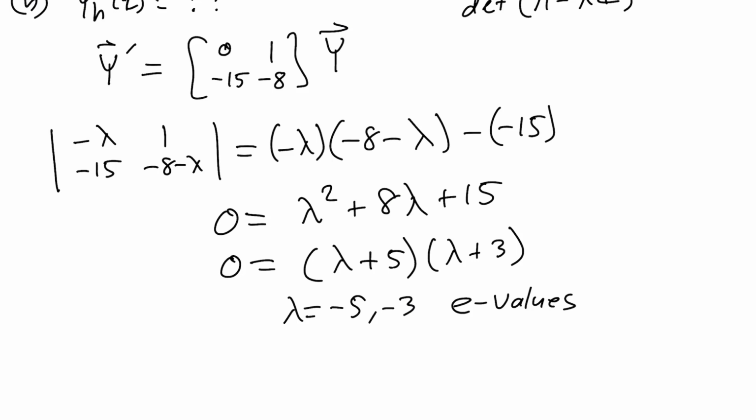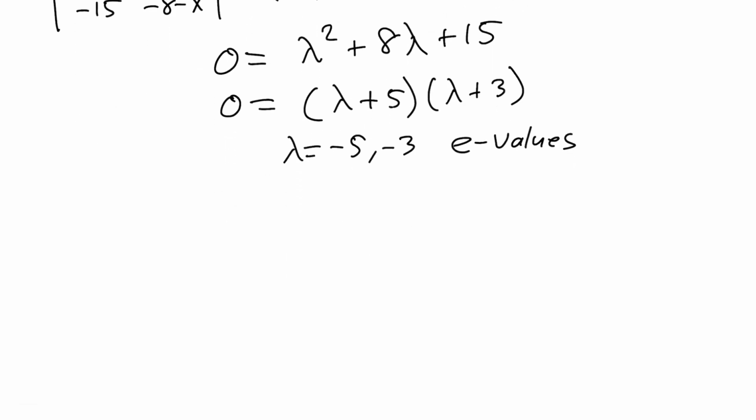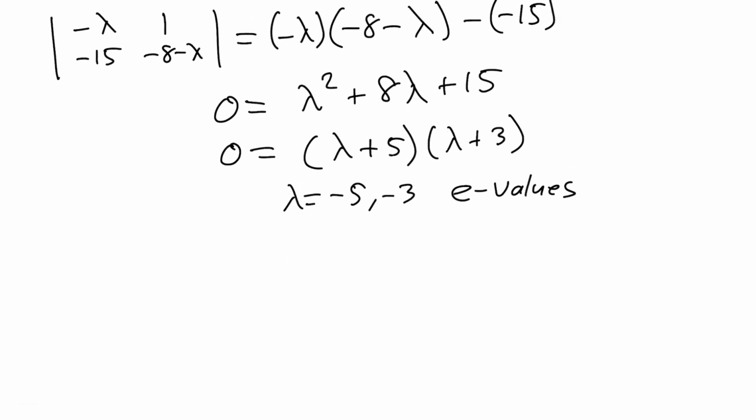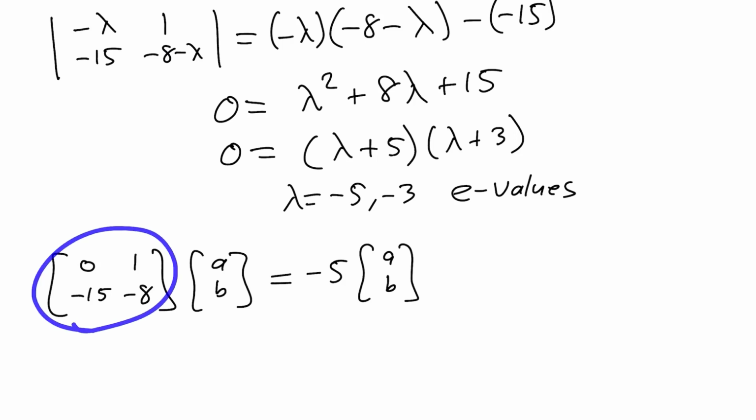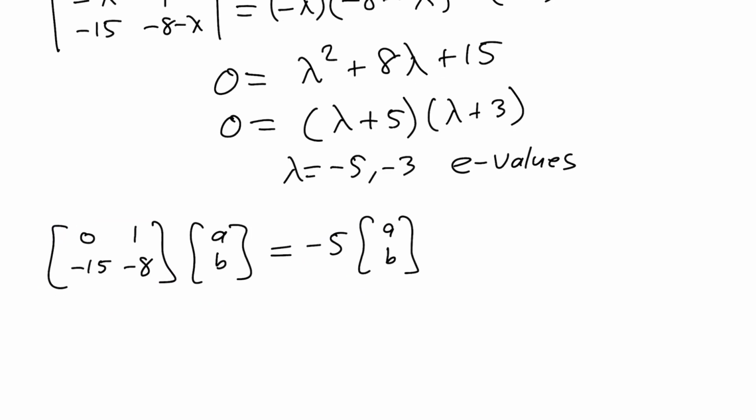Once you have the eigenvalues, you can find the eigenvectors. So the matrix, again, is 0, 1, negative 15, negative 8. If we multiply that by some vector a, b, we should get negative 5 times a, b. In other words, that's the definition of an eigenvalue-eigenvector pair. Matrix times vector equals number times vector. So this vector is only being scaled, not rotated.